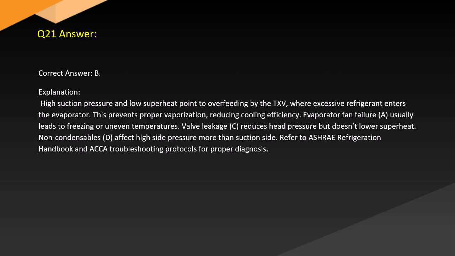Answer. Correct answer: B. Explanation: High suction pressure and low superheat point to overfeeding by the TXV, where excessive refrigerant enters the evaporator. This prevents proper vaporization, reducing cooling efficiency. Evaporator fan failure, A, usually leads to freezing or uneven temperatures. Valve leakage, C, reduces head pressure but doesn't lower superheat. Non-condensables, D, affect high side pressure more than suction side. Refer to the ASHRAE Refrigeration Handbook and troubleshooting protocols for proper diagnosis.